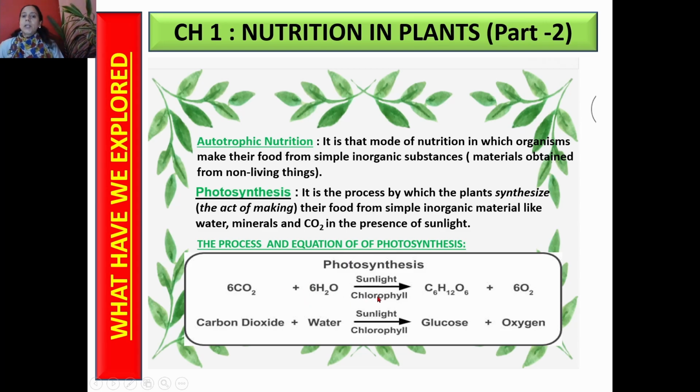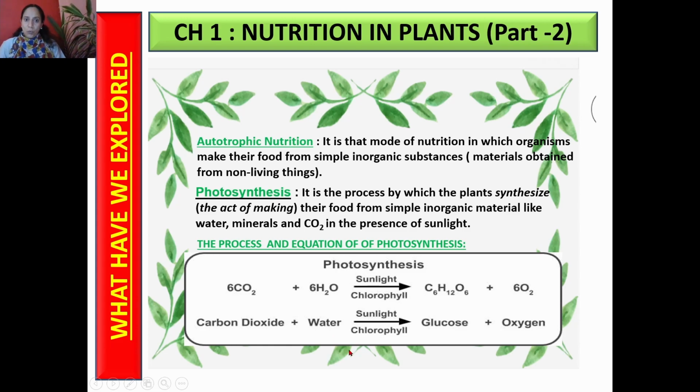So this is the equation of photosynthesis. Here the plant is using simple inorganic material like carbon dioxide and water in the presence of sunlight. In the chlorophyll containing parts of the plant, the majority being the leaf, it is converting these into glucose, that is C6H12O6, plus there is evolution of a very important gas, that is O2, oxygen gas. So this is the equation of photosynthesis.